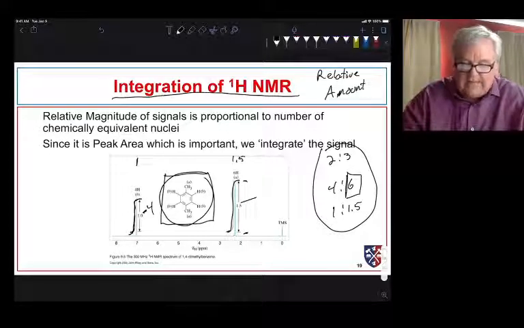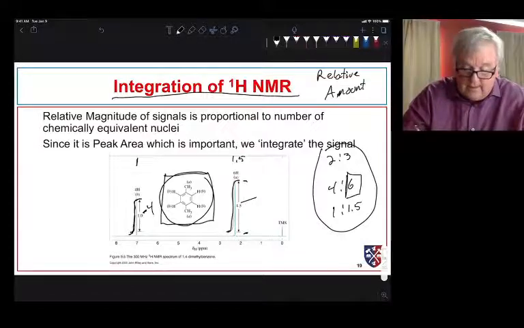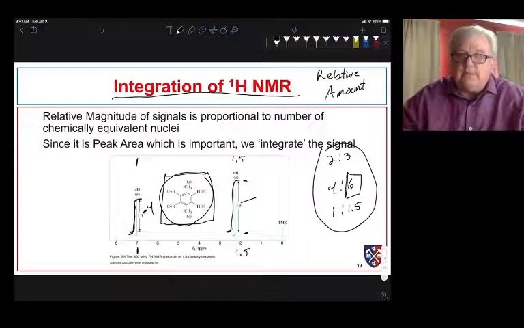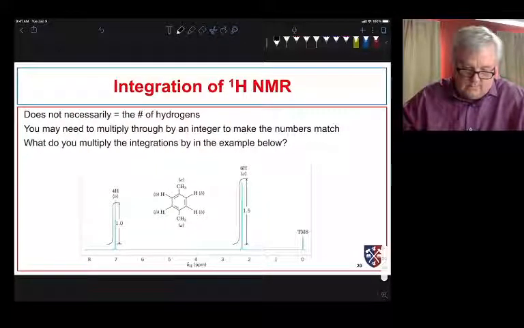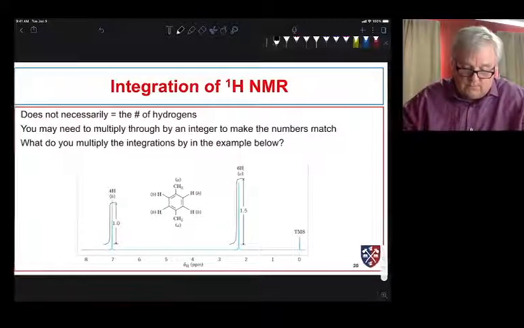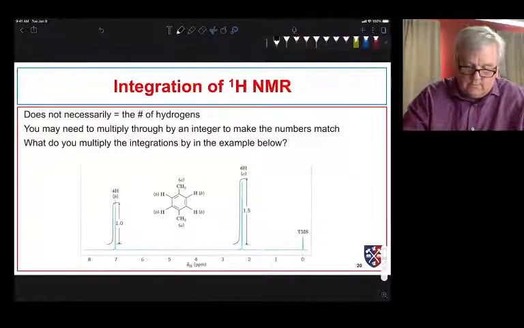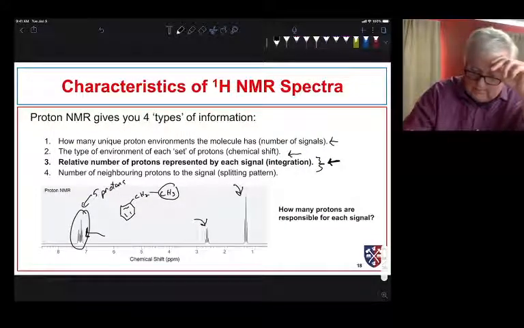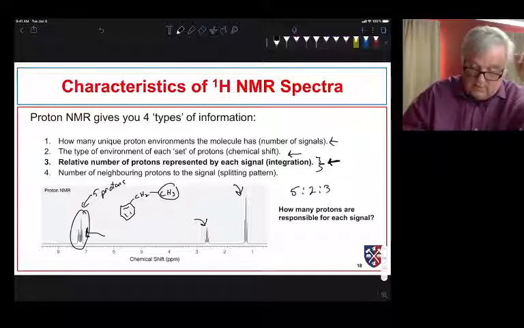You'll often see modern instruments, instead of doing this type of integration, though we still typically do that, you can also just get it printed down here. It'll give you some number, and it might give you 1.5 and 1. The ratio will be the same. So remember, it's just a relative amount. If we went back to here, this would integrate to 5 to 2 to 3.